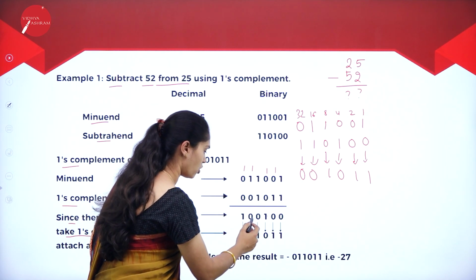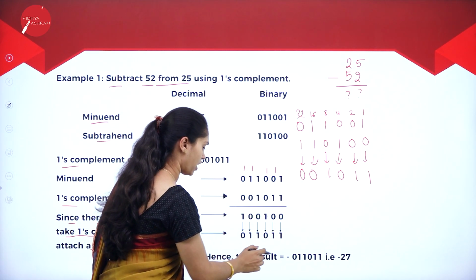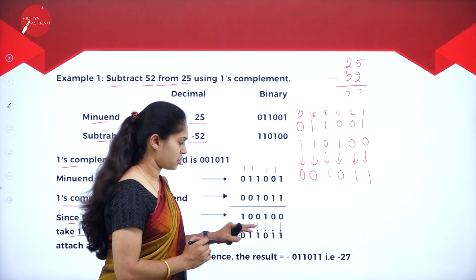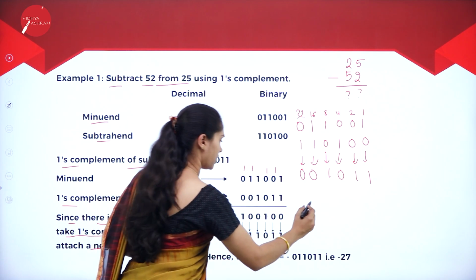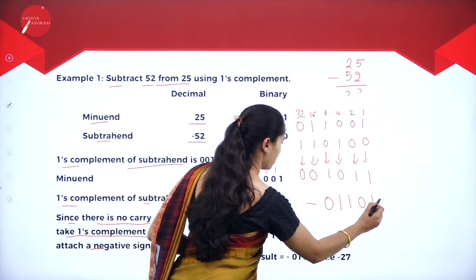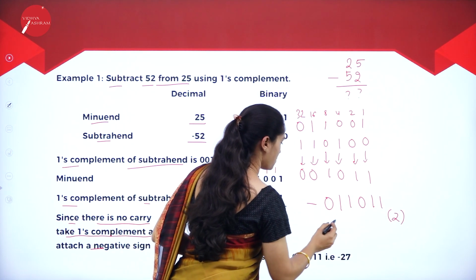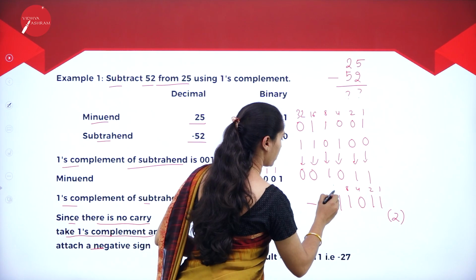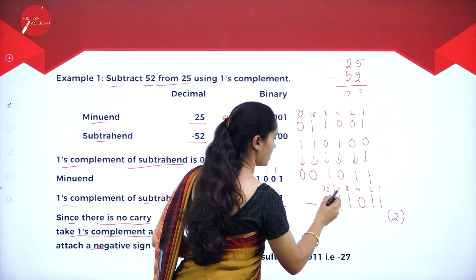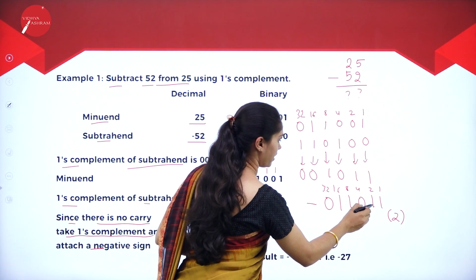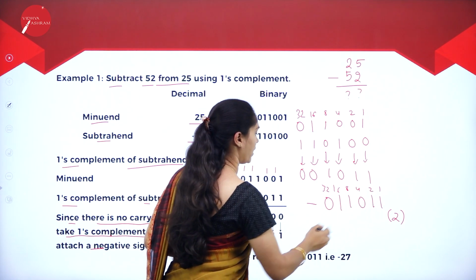So it becomes 0, 1, 1, 0, 1, 1. So I have to put a negative sign for the answer. So now what we got is minus 0, 1, 1, 0, 1, 1, which is base 2. If you consider this in the 8, 4, 2, 1 format, what are we going to get? That is 16 plus 8, 24. 24 plus 2, 26. 26 plus 1, 27.